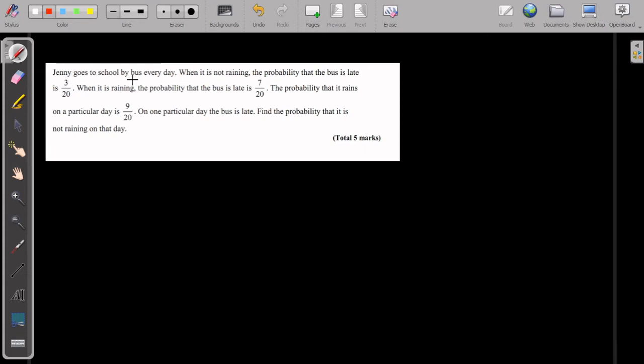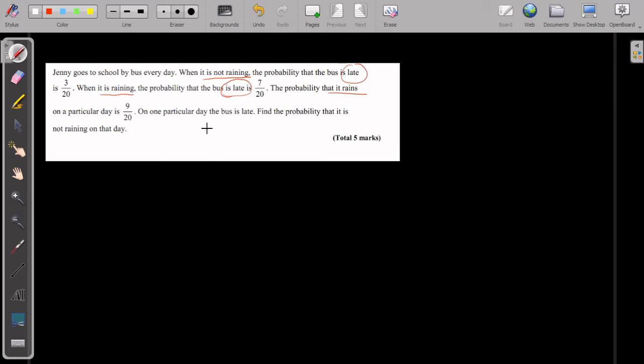Jenny goes to school by bus every day. When it is not raining, the probability that the bus is late is 3/20. When it is raining, the probability that the bus will be late is 7/20. Now, the probability that it rains on a particular day is 9/20, and the question is here. On one particular day, the bus is late. Find the probability that it is not raining that day.